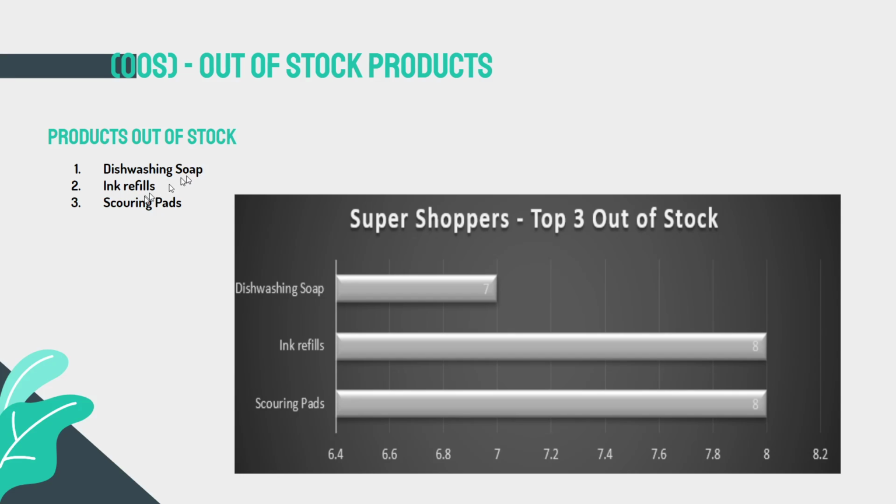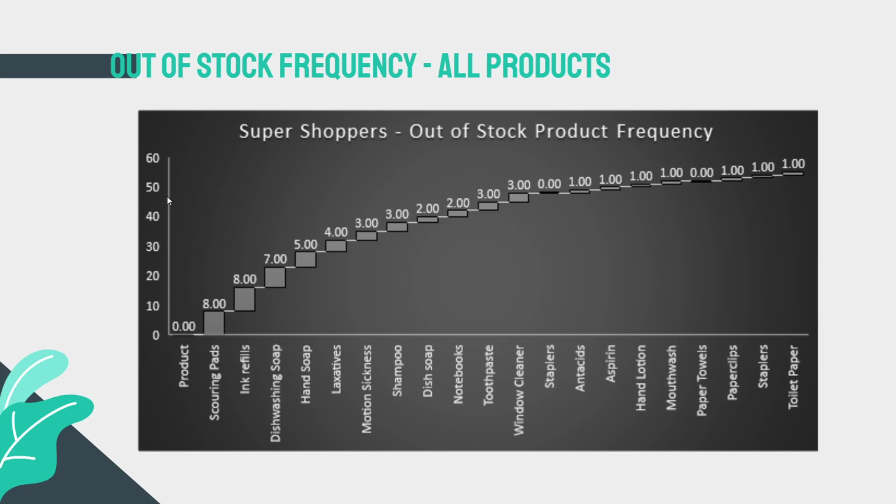And we see that dishwashing soap and scouring pads, here in a little bit, are one of the top selling products. And being that, Super Shoppers is not stocking their stores correctly, and they have to go weeks without these products, they're losing out on money by not having these on the shelves. Here we can see a frequency stock of basically all the products here, ranging from scouring pads to ink refills, and this is a distribution that I created to show the range of what products are out of stock most frequently.